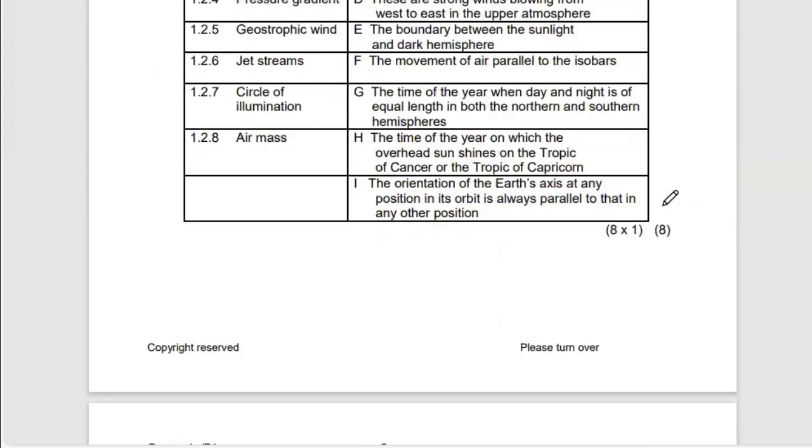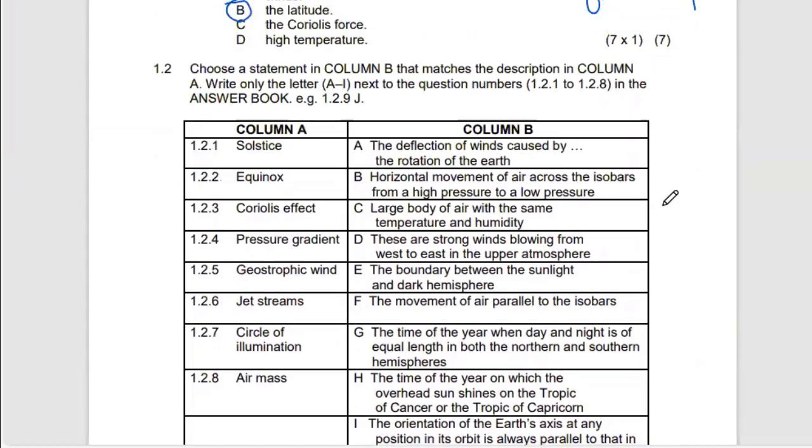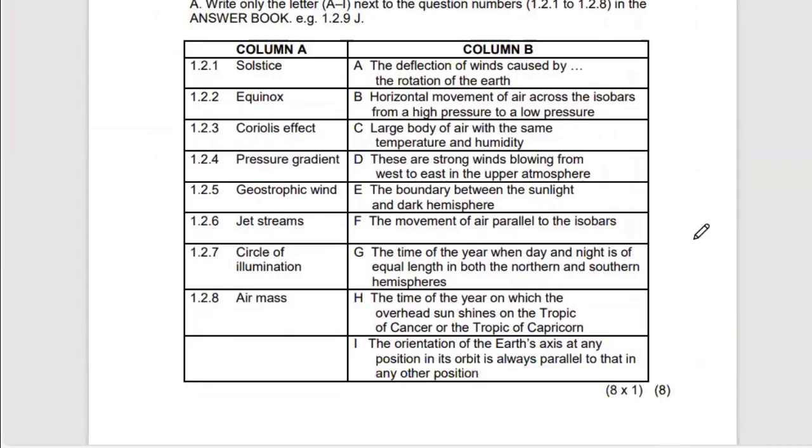Question number 1.2 is based on a matching column question. We're looking at matching item to solstice. What item matches with a solstice? A solstice, we have talked about it earlier on. We said it's either a winter solstice or a summer solstice where the day is longer than the night, or it's a winter where the days are shorter compared to the nights.